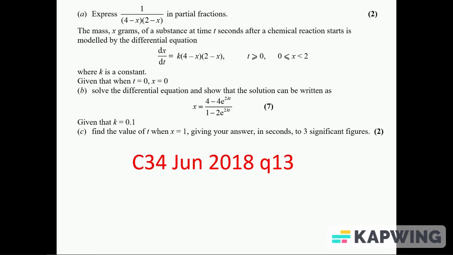Right, C34 June 2018, question 13. It's a differential equations question, separating the variables with some partial fractions. So here we go. Express 1 over (4 minus x)(2 minus x) in partial fractions.